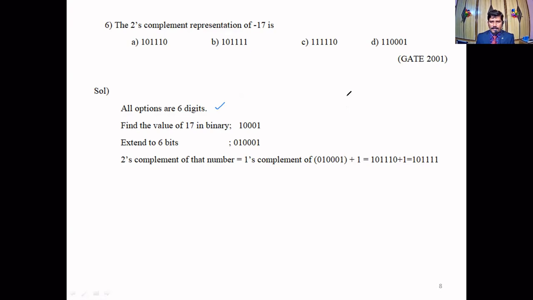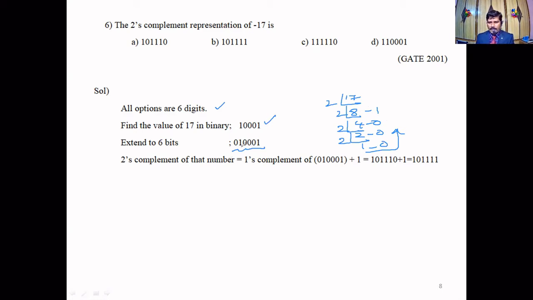Okay, 17, how can we find it? 2 8s are 16, 1, 2 4s are 0, 2 2s are 0, 2 1s are 0. So 10001, this one, and extend to 6 bits. This is a positive number, so take a 0 here, 6 bits, right? Now find the 2's complement.